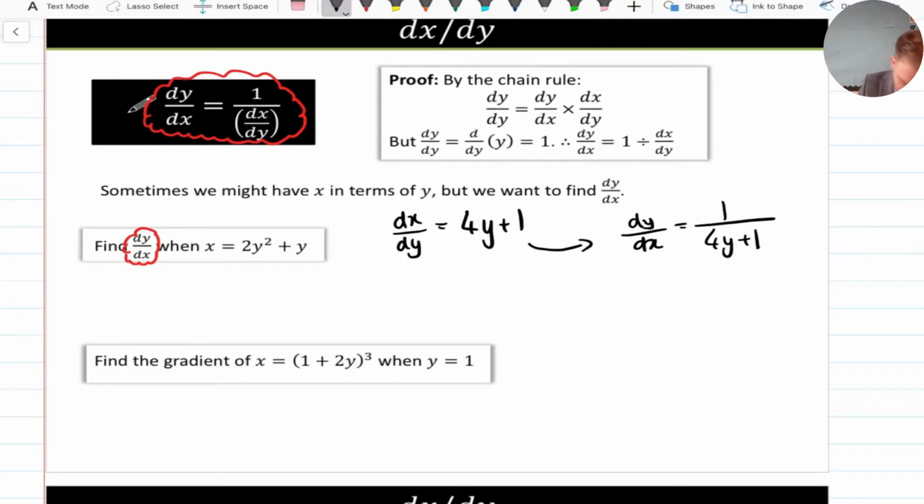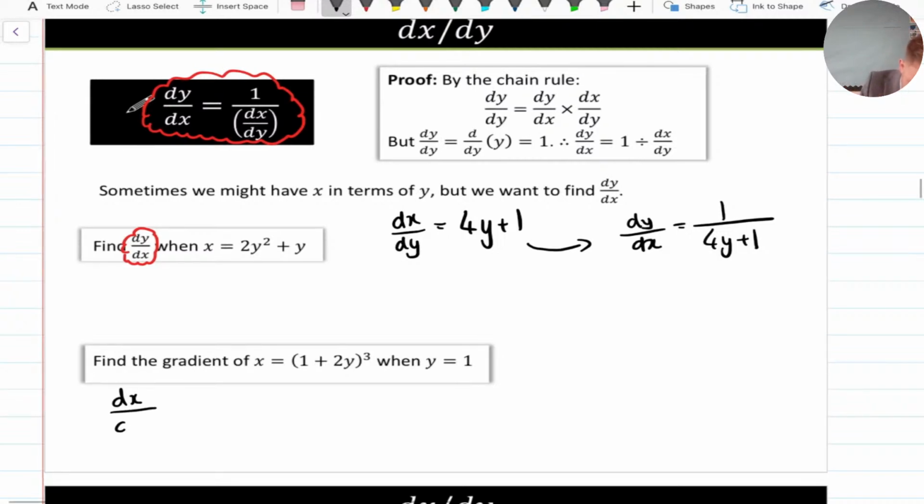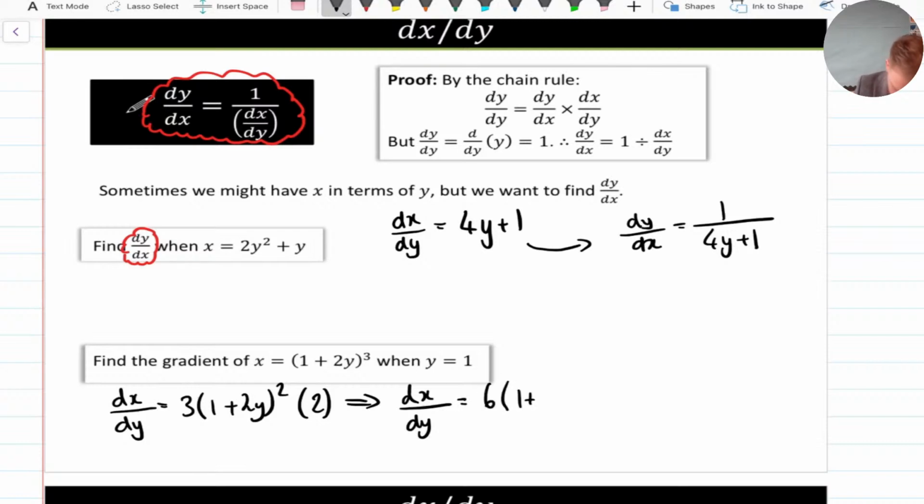I'm going to have to use the chain rule with this one. So dx by dy is equal to 3 times by 1 plus 2y, all to the power of 2. So I've differentiated the outermost layer first, which is that 3. Then I need to differentiate inside that and times by it. If I differentiate that with respect to y, it's just going to be equal to 2, so times by the 2 there. So this is going to be dx by dy is equal to 6 times by 1 plus 2y all squared.